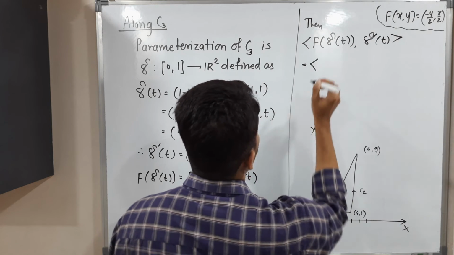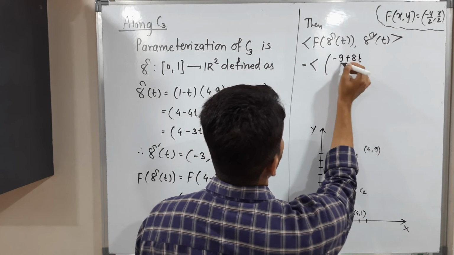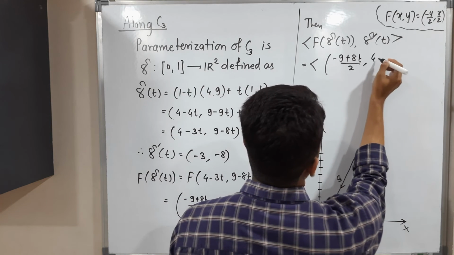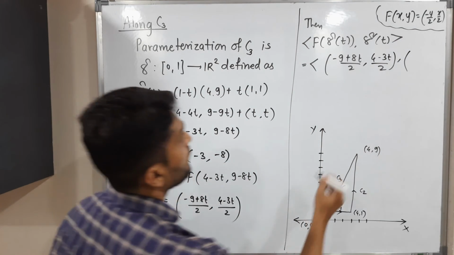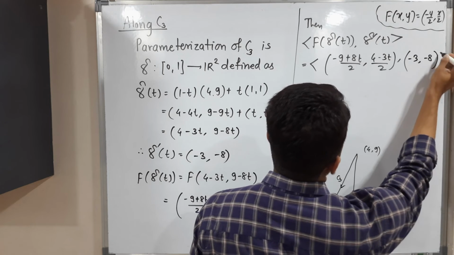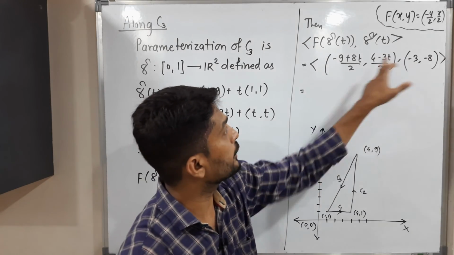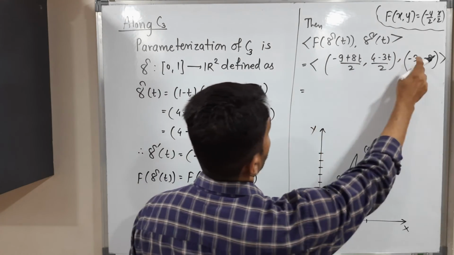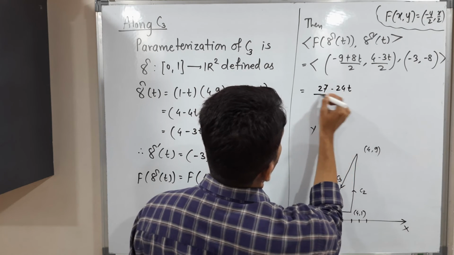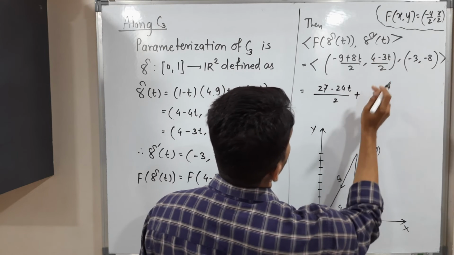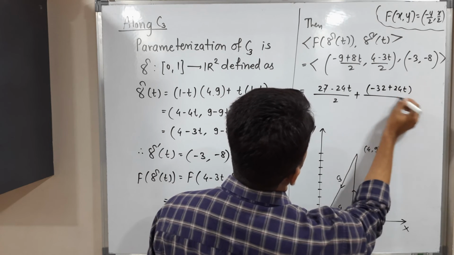So this is equal to inner product of f of gamma of t, which is this one: (minus (9 minus 8t) by 2, (4 minus 3t) by 2), and gamma dash of t, the derivative. So it is (minus 3, minus 8). You know well how to find the value of inner product. The first component into first component. So let me take a product and let me find what will we have here. 27 minus 24t by 2 plus minus 8 into this one. So we'll have minus 32 plus 24t by 2.